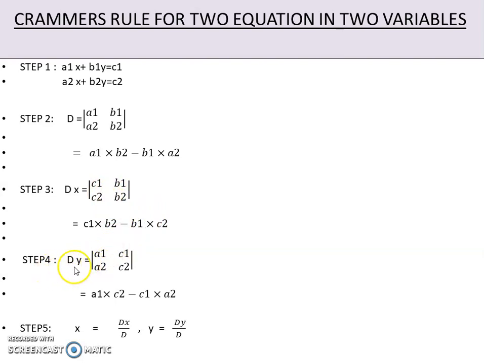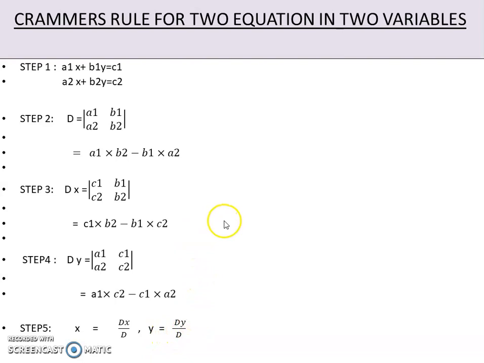Step number 4, Dy is derived by substituting c1 and c2 in place of b1 and b2. So we have c1 and c2, and a1 and a2 remain the same. So a1 into c2 minus c1 into a2. The last step is important: x is derived as Dx upon D and y is equal to Dy by D.